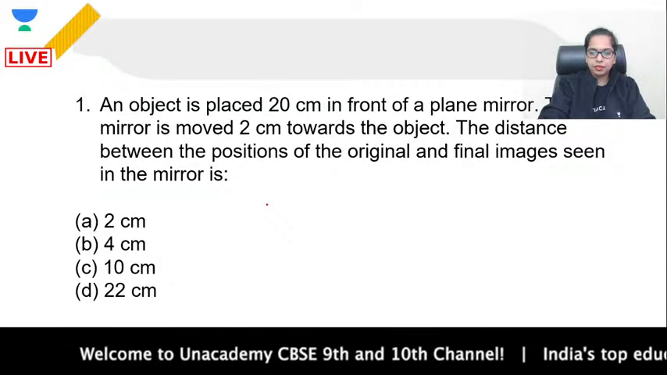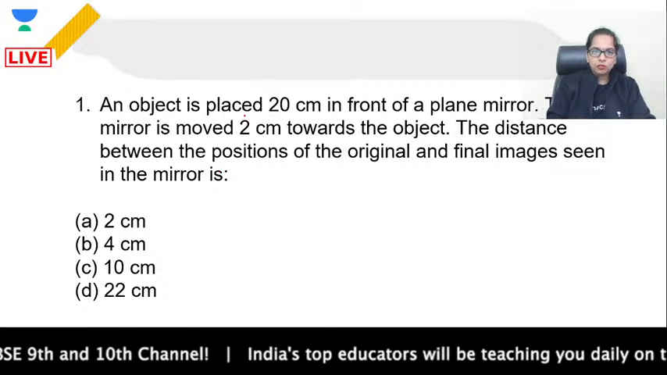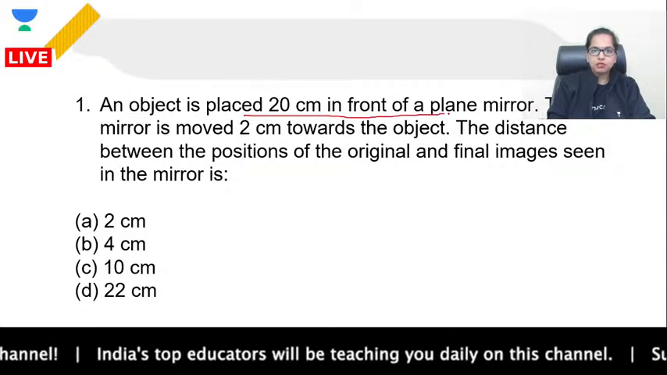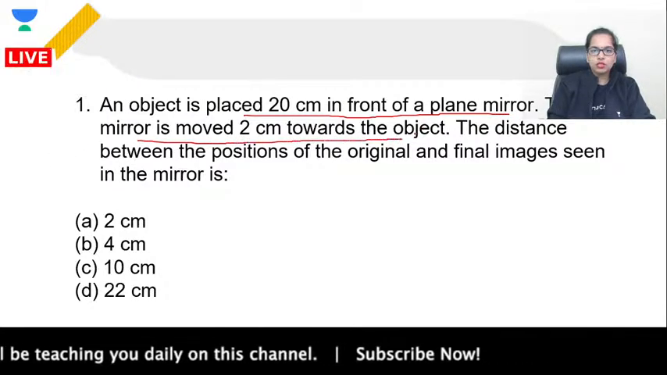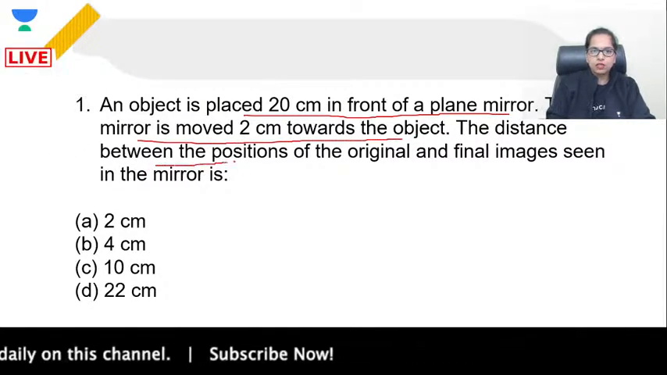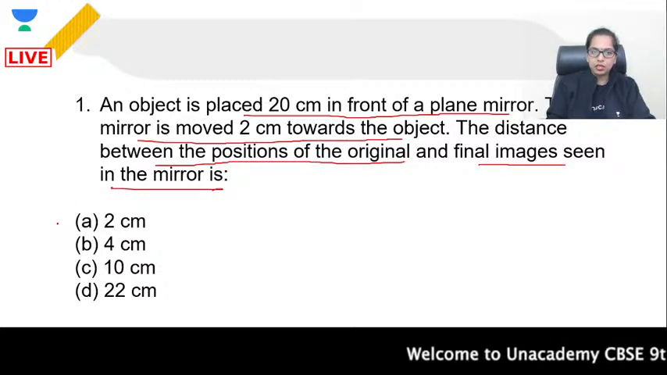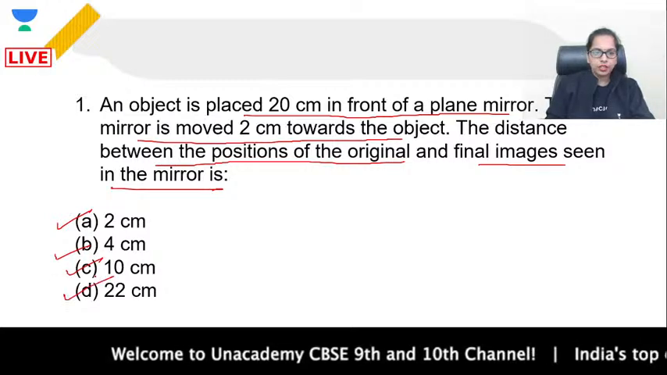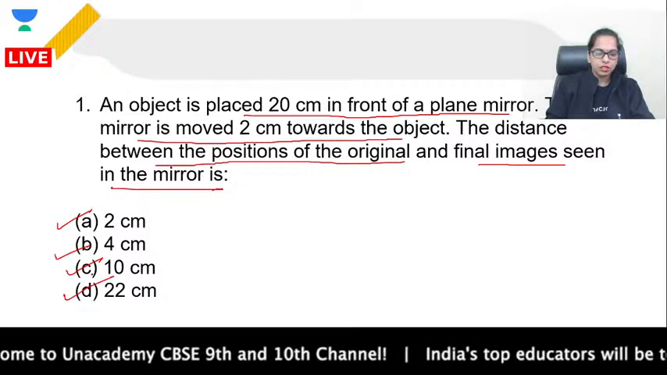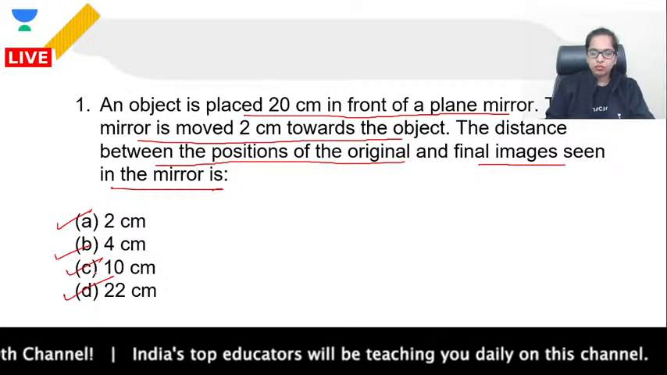Those who have joined, please reply to the question. The very first question is: an object is placed 20 centimeters in front of the plane mirror. The mirror is moved 2 centimeters towards the object. The distance between the position of the original and the final images in the mirror will be 2 centimeters, 4 centimeters, 10 centimeters or 22 centimeters. Quickly join everyone and answer this question. This is the first question of the day.